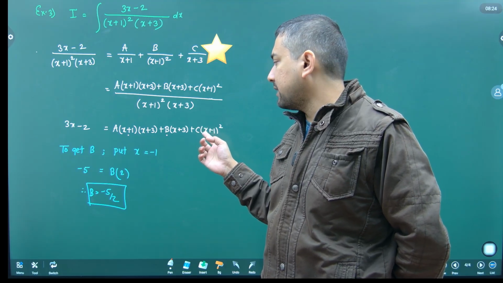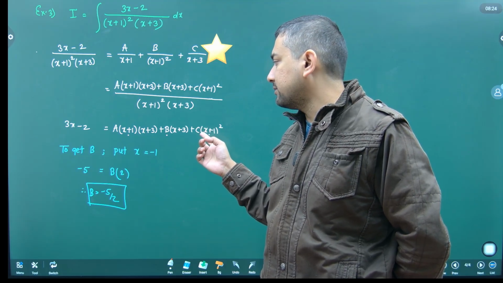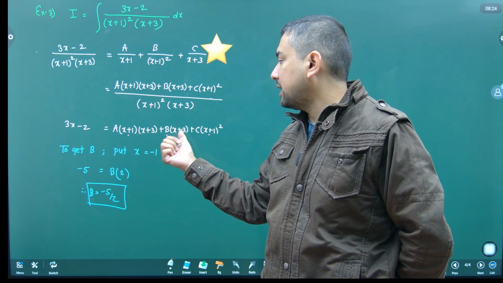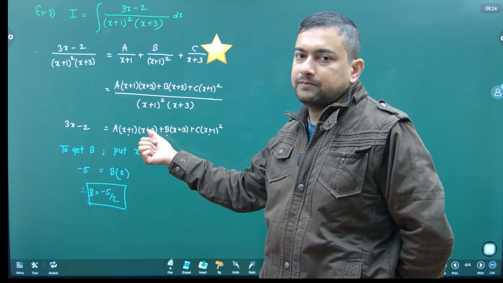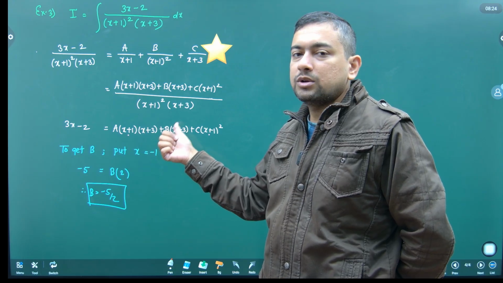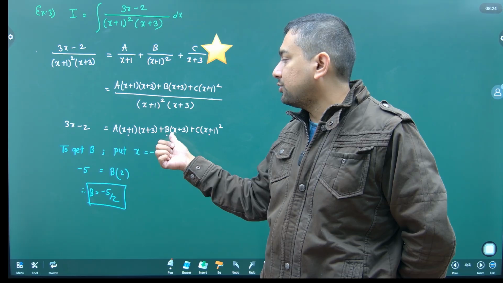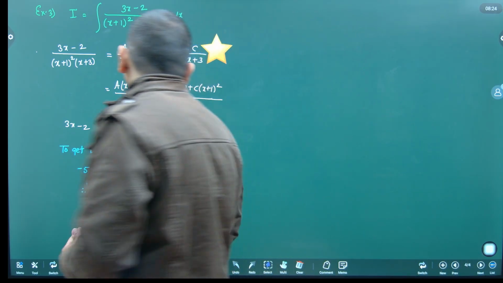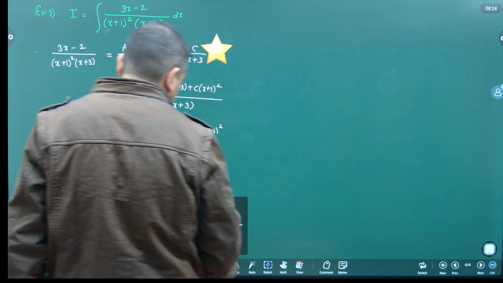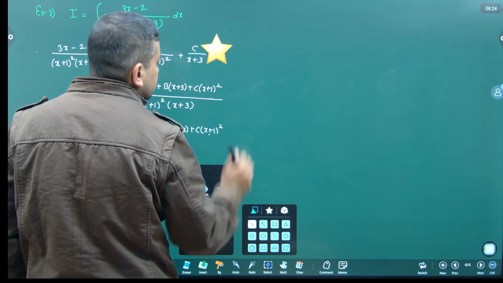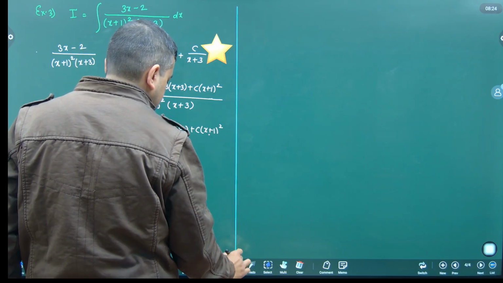Let us check whether we can find out C or not. To find C, is there any common between A and B? Yes. What is the common thing? X plus 3, X plus 3. So to make A 0, B 0, what I have to put? I will have to put X is equal to, yes, minus 3. Correct. So let us put X is equal to minus 3.